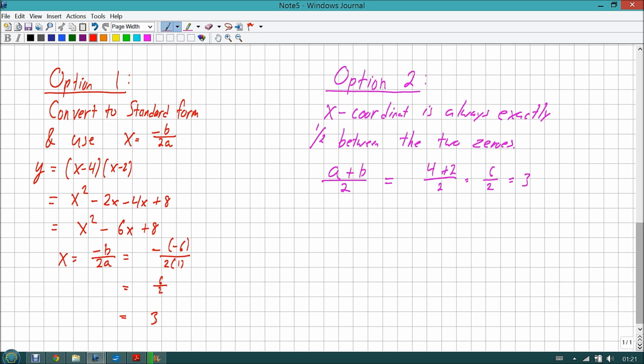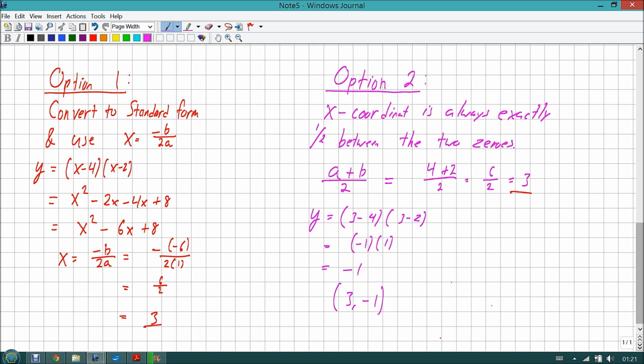So when I'm looking at these, I really prefer option 2. The main reason for it is that it's a lot less work. And once I know what the x-coordinate of the vertex of my parabola is, I can plug it in to find the y-coordinate. So in this one, I don't even have to FOIL. I just plug in 3 for my x values. So I'd have 3 minus 4 times 3 minus 2. Let's see, 3 minus 4 is negative 1. 3 minus 2 is positive 1. So it would be negative 1, which gives me the coordinate 3 comma negative 1 for my vertex.